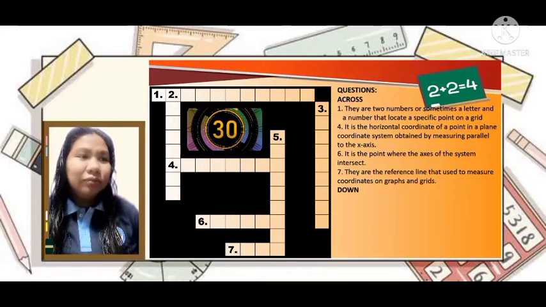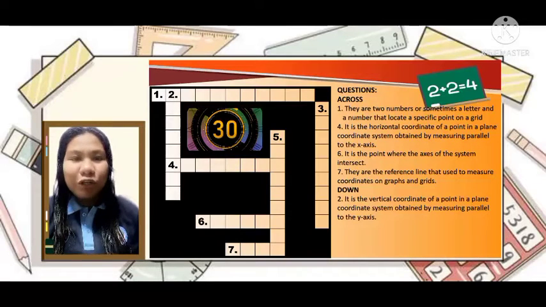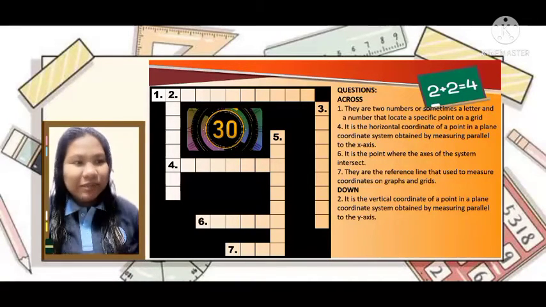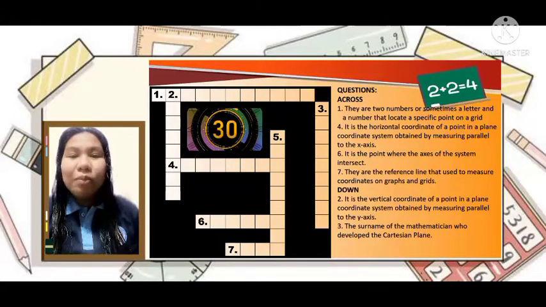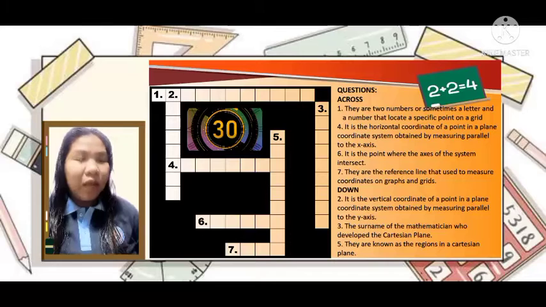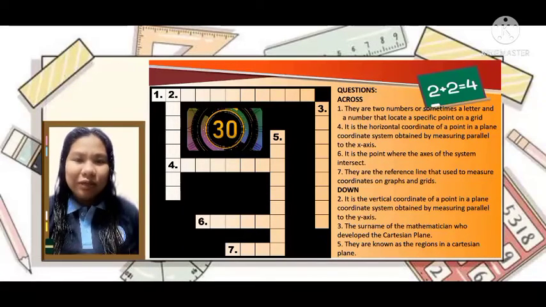For down, number 2 down, it is the vertical coordinate of a point in a plane coordinate system obtained by measuring parallel to the y-axis. Down 3, the surname of the mathematician who developed the Cartesian plane. And down 5, they are known as the regions in Cartesian plane. Again, I will give you 30 seconds to have your answer. Your timer starts now.